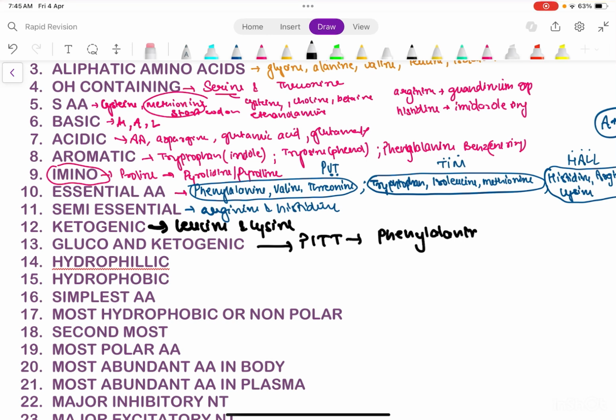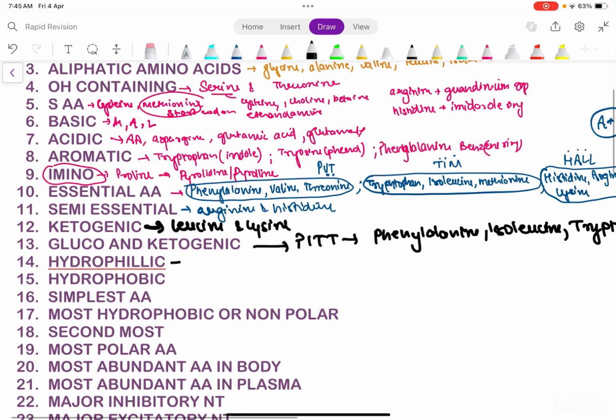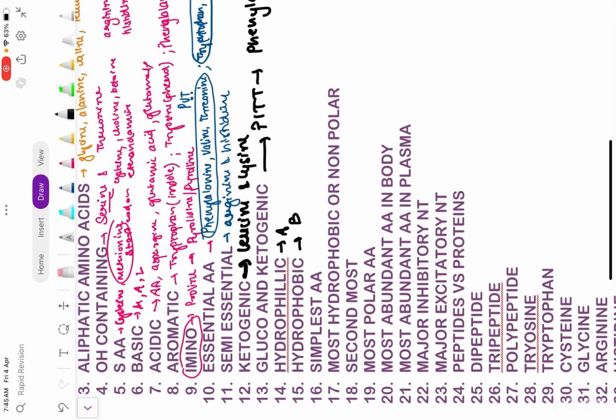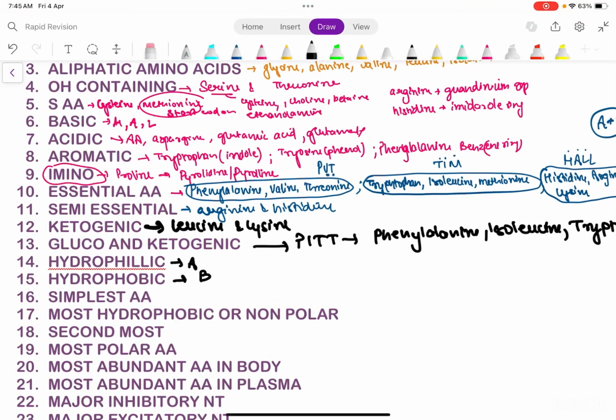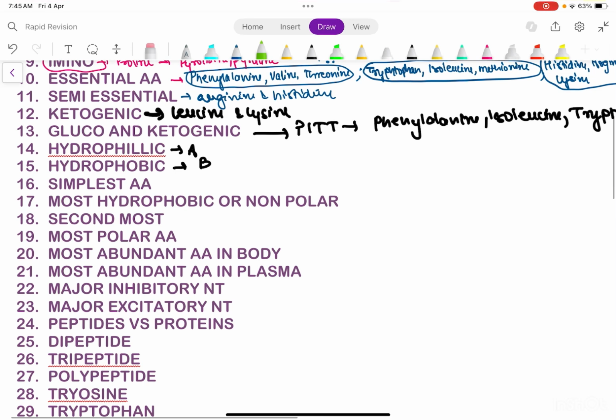Now to remember gluco plus ketogenic, you have to remember PIT. So you have phenylalanine, then isoleucine, then T, you have tryptophan, another T, tyrosine. Then hydrophilic are all those which have acidic group, and hydrophobic are all those which are basic. The next ones are typical one-liners that they've asked most of the times. So just mug them up, they're very easy to remember also.